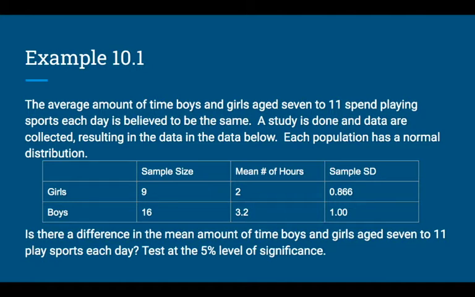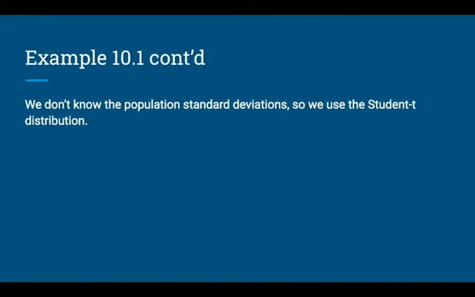So the question we're being asked is, is there a difference in the mean amount of time boys and girls, and so on. So is there a difference? It's not asking is one greater than the other, or is this one less than that one. It's just saying, are they different? So our null hypothesis will be, like I told you, either mu1 equals mu2, or mu1 minus mu2 equals 0. The alternative hypothesis, because there's nothing specified about greater than or less than, it's just is it different, is not equal to. So on the next slide, we're going to keep working here.